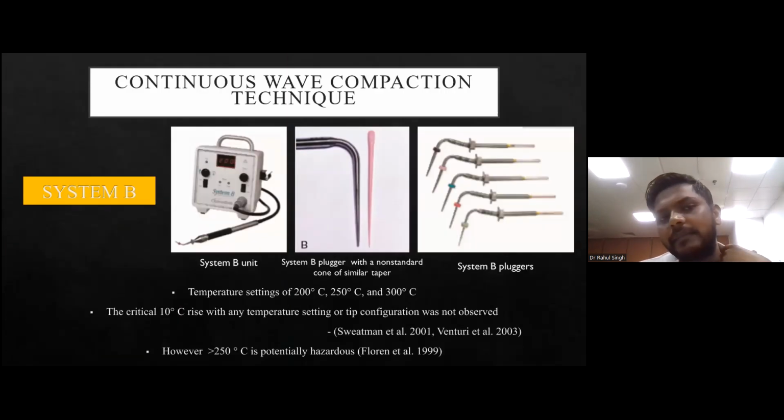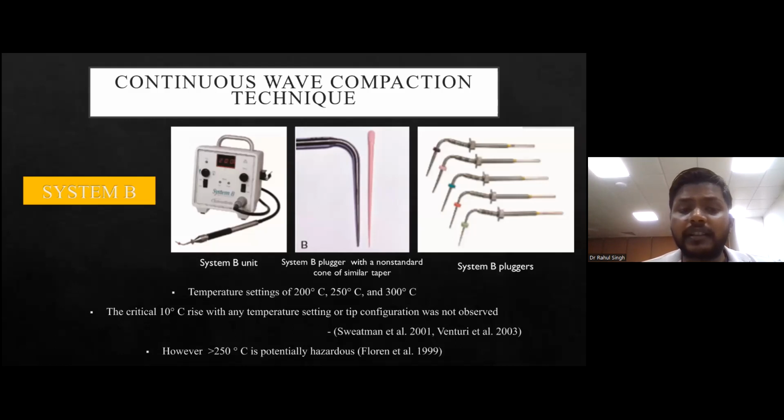Now our next system is the continuous wave compaction technique. For this technique, you should have a System B unit with you. Now, what is a System B unit? The System B unit comes with a System B plugger with a non-standard cone of a similar taper, and also various sizes of System B pluggers. The temperature setting of the machine is 200 degrees Celsius to 300 degrees Celsius.